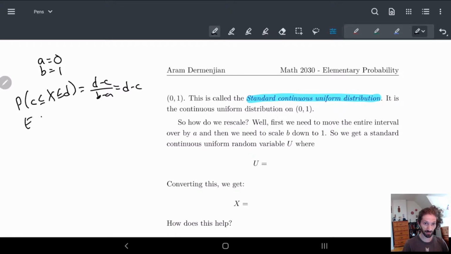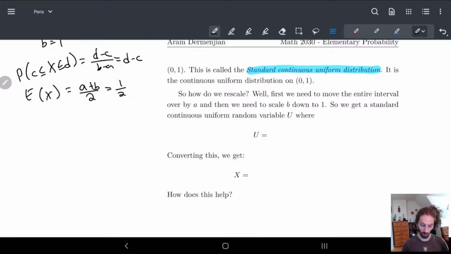How about expected value? Well, expected value, remember, was just a plus b over 2. Well, a plus b is just 1, so we just get 1/2. So these are just much nicer things to work with, and there's less we have to do. So how do we actually rescale?